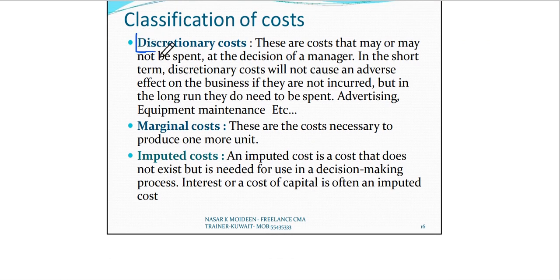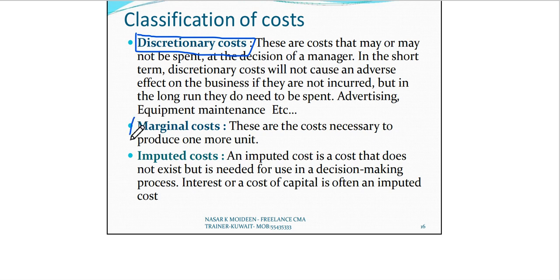Then we have the next cost, discretionary cost. As the name indicates, this cost you will incur based on the discretion of the management. So what does that mean? Management will decide whether to incur this cost or not, whether to advertise this year or not, whether to do maintenance for this equipment this year or not. It is up to the discretion of the management. That we call discretionary cost. This cost is incurred based on the decision made by the management.